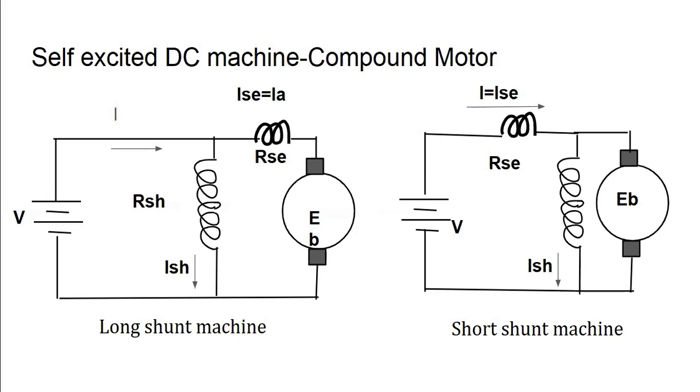So both the long shunt and the short shunt can operate as a cumulative compound machine or a differential compound machine, depending upon the directions of the shunt field flux and the series field flux. If they both act in a direction such that they aid each other, then we call the machine a cumulative compound. And if both are acting in opposite directions to each other, then we call it a differential compound machine. So we have seen the methods of excitation, or the types of DC machine, in this video. Thank you.